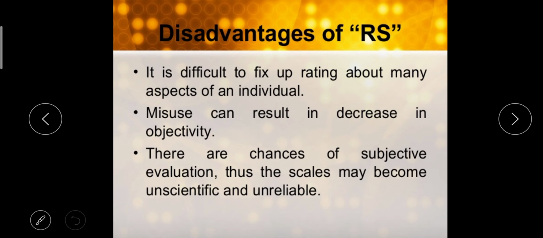Next you will see the disadvantages. It is difficult to fix ratings about many aspects of an individual. So for everything we can't give ratings. And next, misuse can result in a decrease in objectivity. Suppose you have an enemy or something personal, people can misuse it. There are chances of subjective evaluation. Then the scale may become unscientific and unreliable.